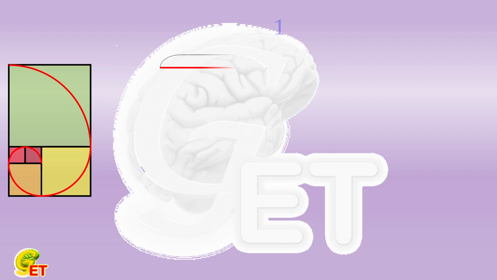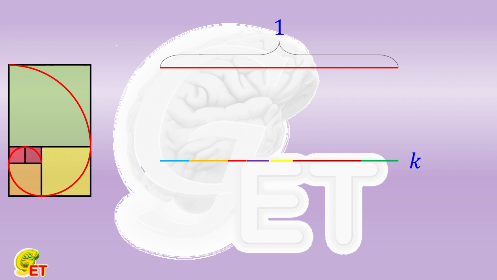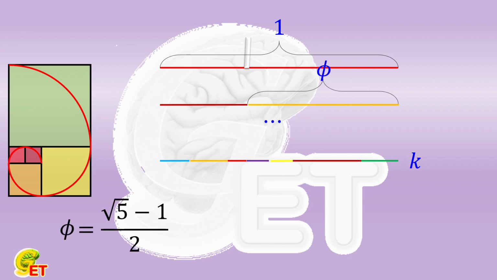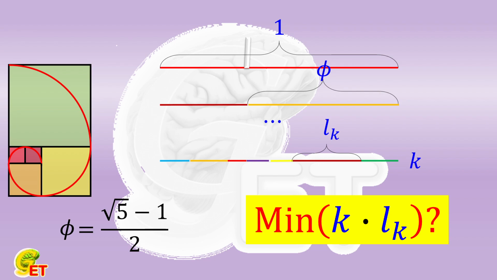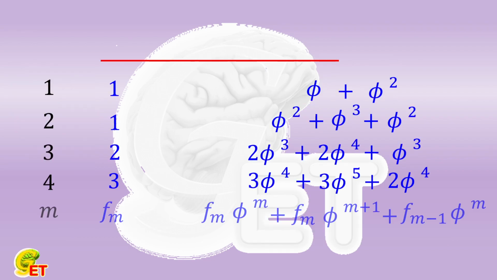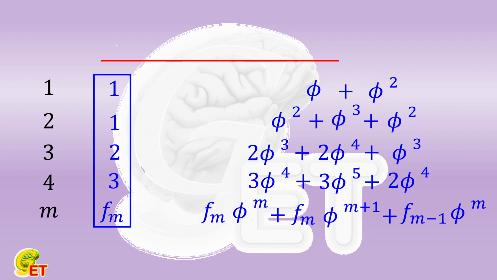We cut a rope with the length of 1 into k segments, and each time at the golden ratio point of an existing rope segment. The longest segment has the length Lk, and we aim to find the minimum value of k times Lk. Last time, we demonstrated that, to get the minimum value of k times Lk, we need to make the cuts group by group, and the amount of cuts in each group becomes the Fibonacci sequence Fm.